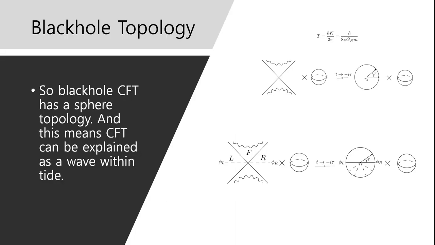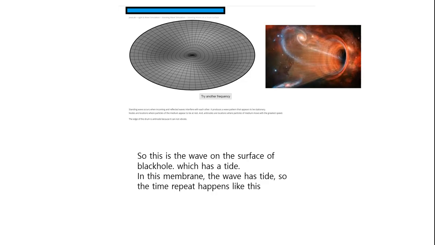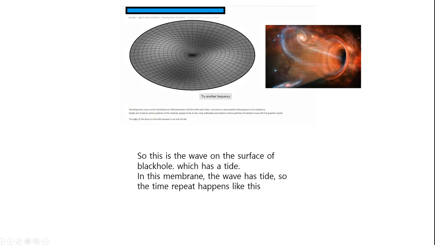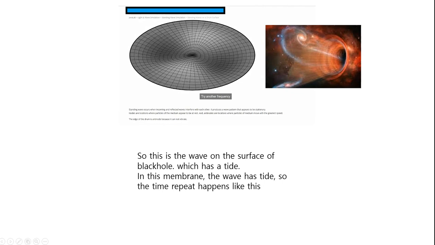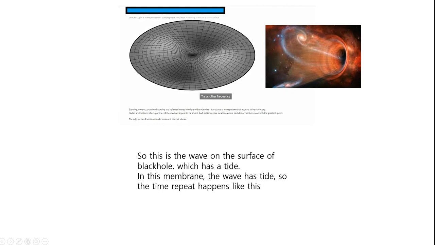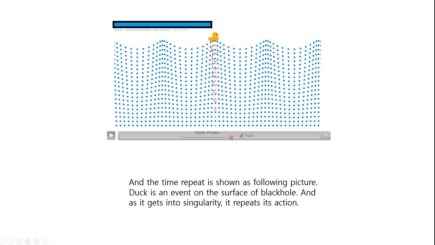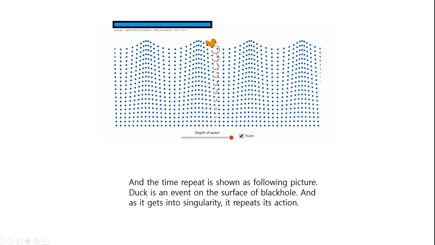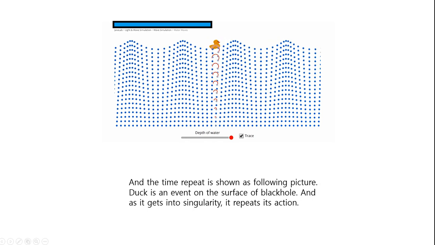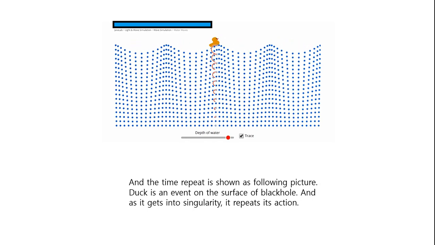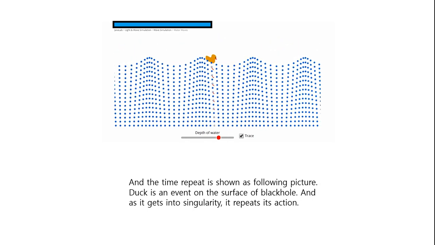So the black hole CFT has a sphere topology, and this means CFT can be explained as a wave within a tide. So this is the wave on the surface of the black hole which has a tide. In this membrane, the wave has a tide, so the time repeat happens like this. And the time repeat is shown in the following picture. There is an event on the surface of the black hole, and as it gets into the singularity, it repeats its action.